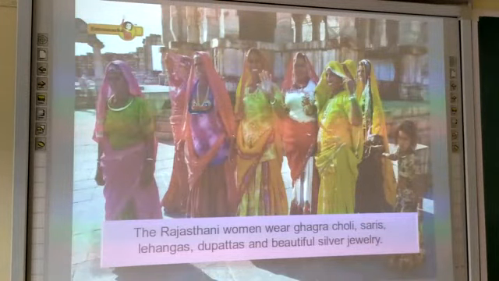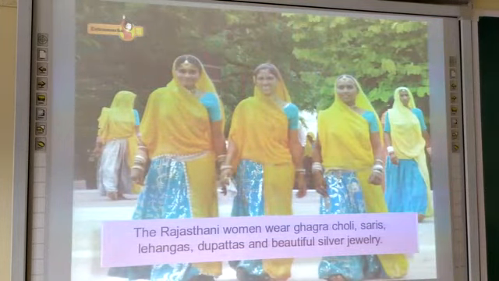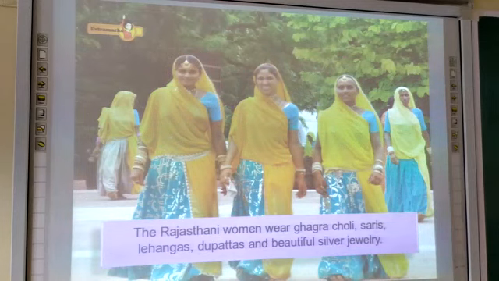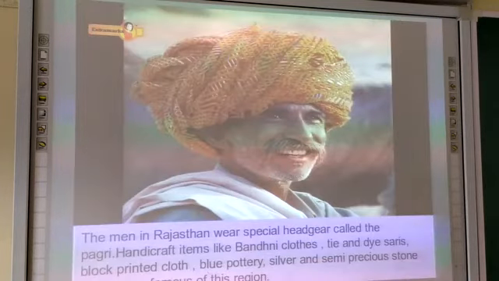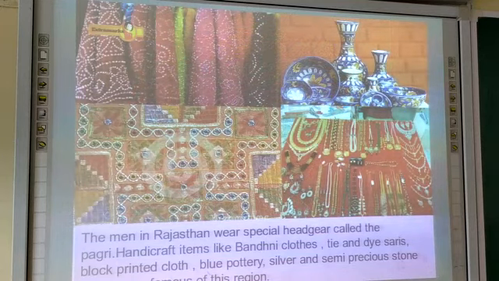The Rajasthani women wear ghagra choli, saris, lehengas, dupattas, and beautiful silver jewelry. Rajasthani dresses are usually designed in bright colors like blue, yellow, and orange. The men in Rajasthan wear special headgear called the pagdi. Handicraft items like bandhani clothes, tie and dye saris, block printed cloth, blue pottery, silver and semi-precious stone jewelry are famous of this region.